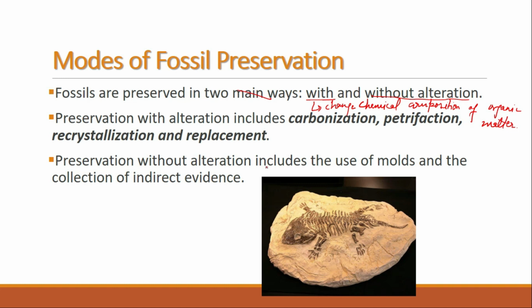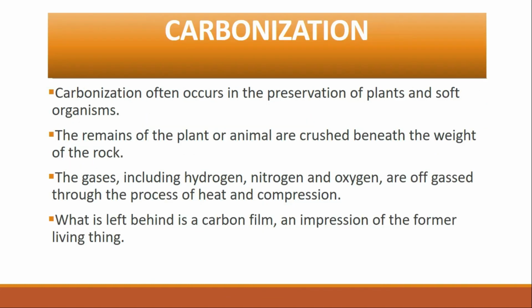So the modes of fossil preservation with alteration are carbonization, petrification, recrystallization, and replacement. These are the four ways in which fossils are preserved with alteration. Preservation without alteration includes the use of molds and collection of indirect evidences like trails, footprints, and so on. Now we'll be looking at all these ways separately. Fine. So the first method we are going to look at is carbonization.